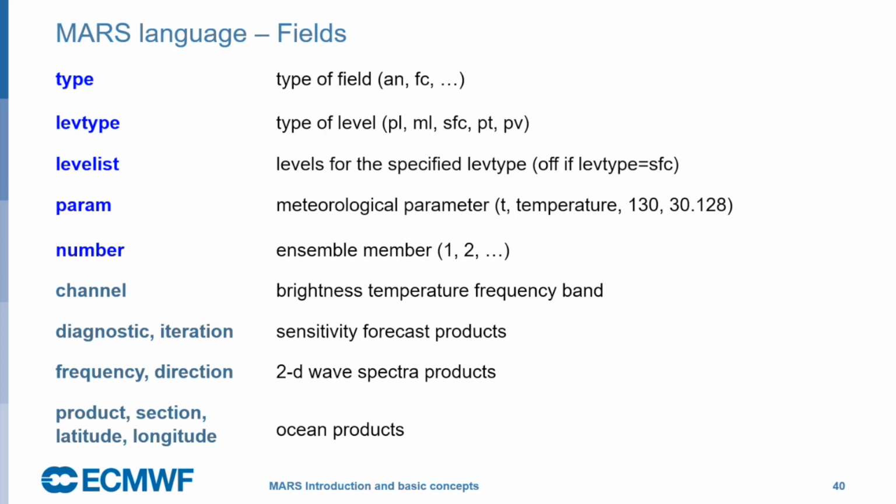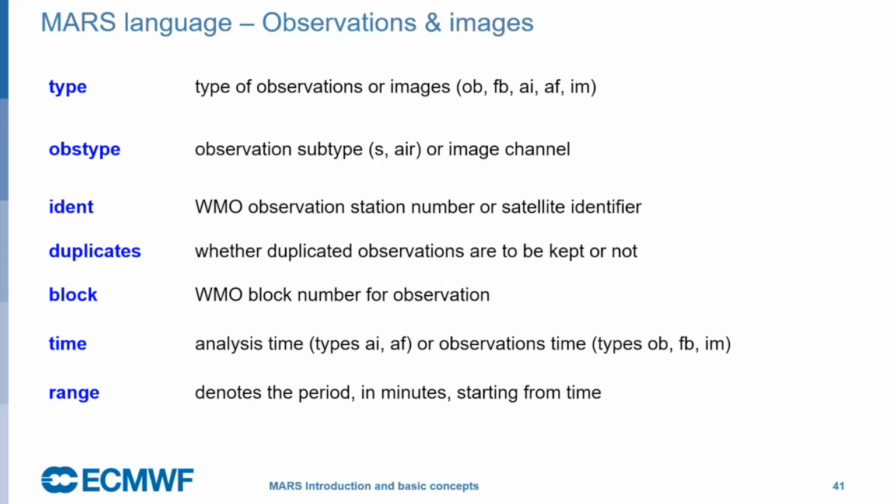And also number is popular. It's only valid for the ensemble forecast, so it marks the number of ensemble members, so you can get all the ensemble members, 50 of them, but you can get only a few, so you can specify a list you want.